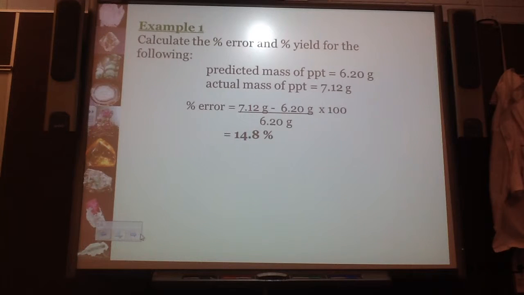So now we can do the percent yield. So 7.12 divided by 6.2 times that by 100. Your percent yield is 115.